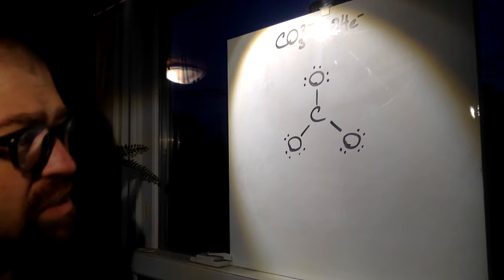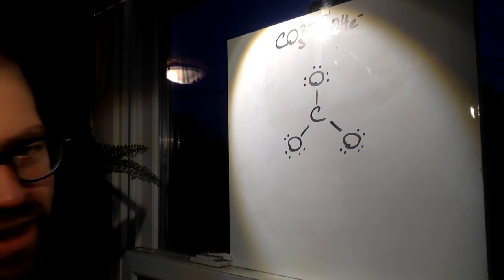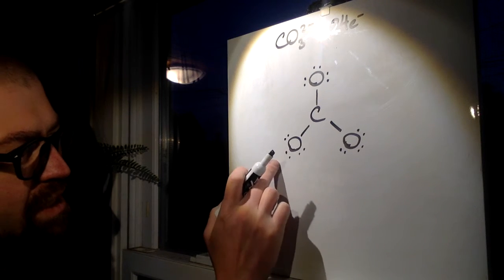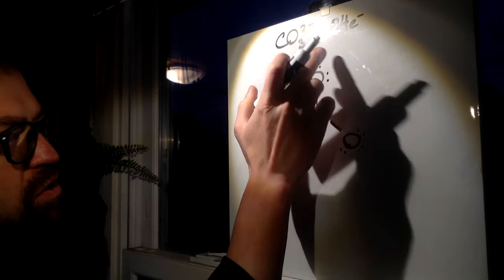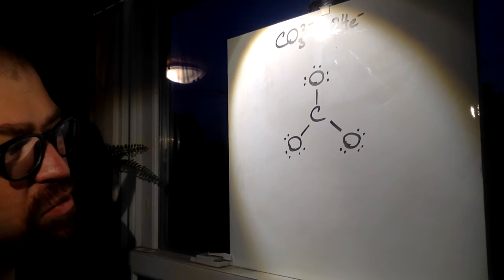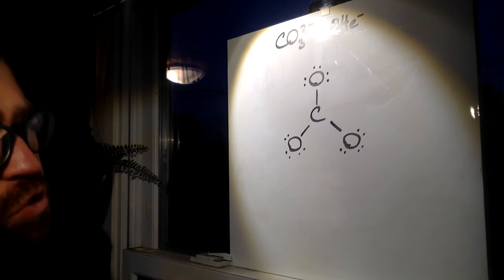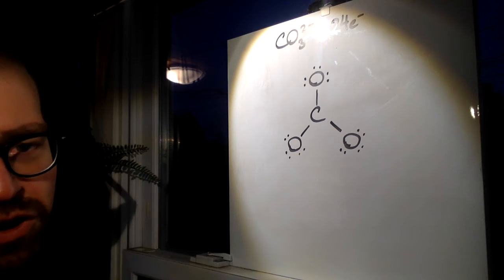Now, if you look carefully, we have placed all 24 of our valence electrons. We've got 2, 4, 6, 8, 10, 12, 14, 16, 18, 20, 22, 24. So what do we do at this point? At this point, we should place formal charges. So after you've placed your total electrons, you should definitely move to placing charges.